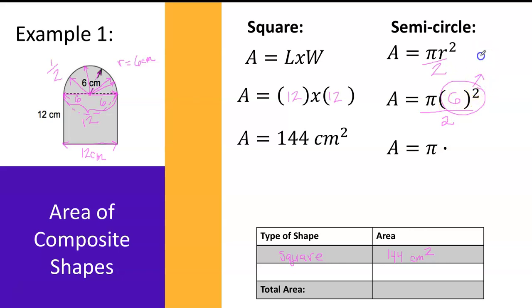6 squared means 6 multiplied by 6, which equals 36. Try to recall that this power of 2 tells you how many times to record the base. You record the base twice. And I don't want to forget to divide that area of the whole circle by 2. And then finally, I'm going to type into my calculator pi times 36, enter, and then I press divide by 2, and I get 56.548667776. It just keeps going and going.